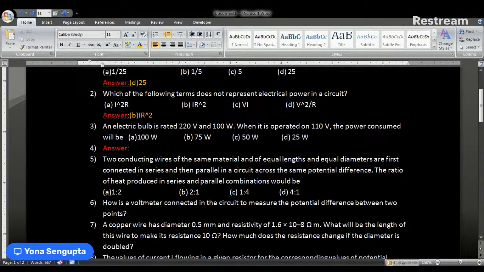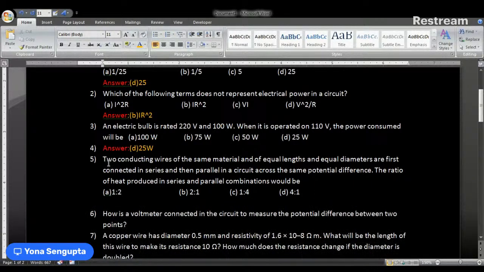So therefore the power consumed when the electric bulb operates at 110 volts is 25 watt.